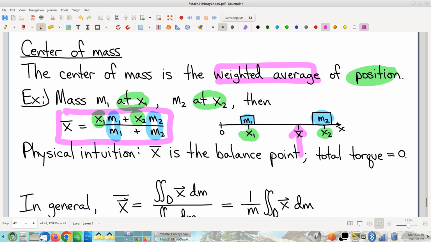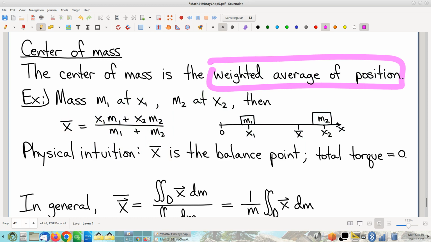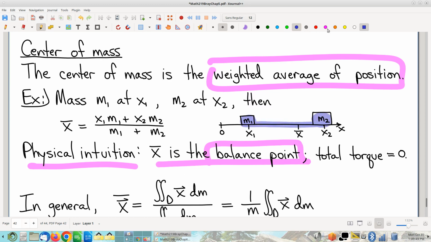Now, a reasonable question comes up: why would I be interested in the weighted average of position? What is it about this concept that makes sense in a physical sense? And here it is, the physical intuition is that this is the balance point. If this mass here and this mass here were connected by a lightweight, I like to think in terms of a little piece of balsa wood or something, something that's strong but doesn't have enough mass to actually contribute on its own, this is where you would put your finger. The weighted average, the center of mass, is where you would put your finger so that it balances. In other words, the total torque is 0.